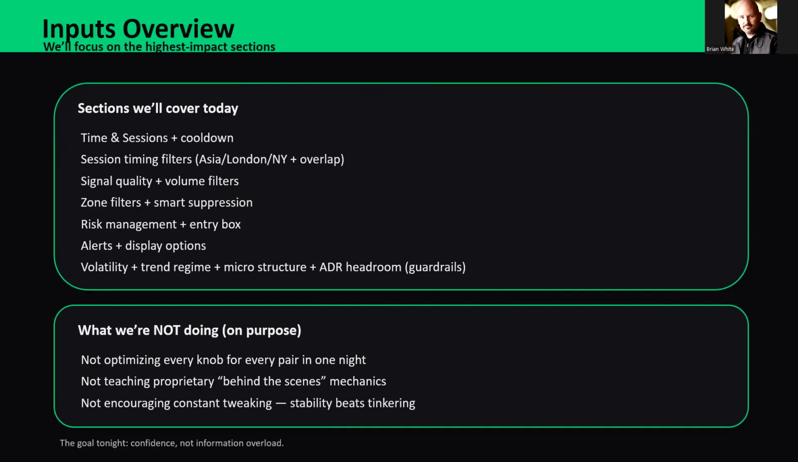Okay, so Sentinel has a lot of settings, and that's a gift, but it can also be very overwhelming to people. So tonight we're going to focus on the highest impact sections, the ones that most directly affect your quality control, of getting quality over that quantity that we keep talking about, and protecting your account. We're intentionally not going to be optimizing every detail. Again, most traders just hurt themselves by constantly changing settings.